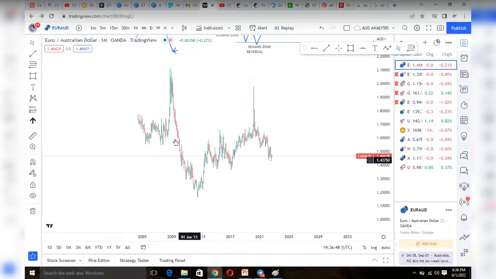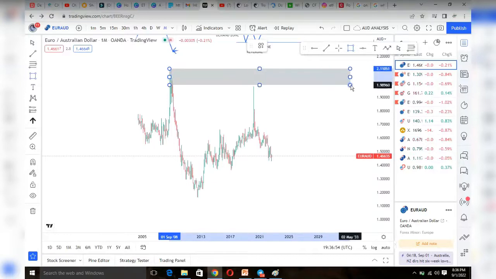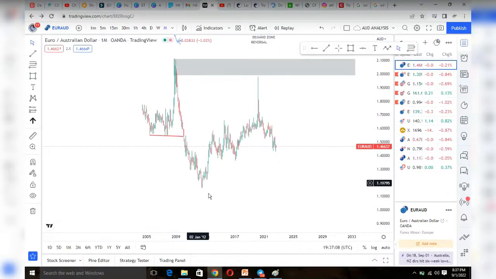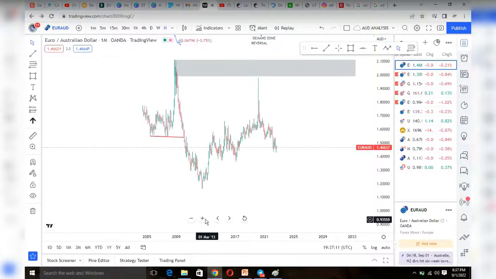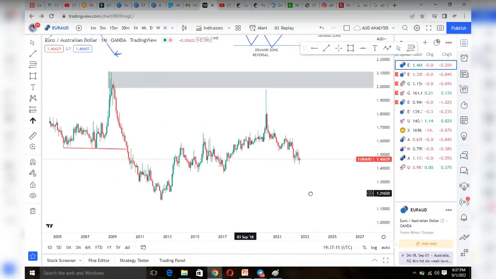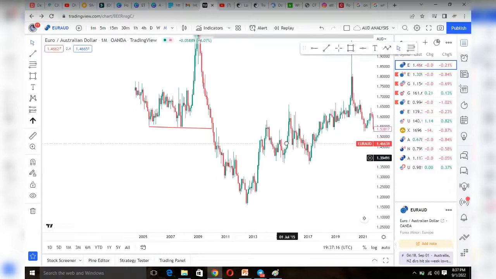Like I told you, this was a supply zone. The supply zone started at this area. The market came here, broke structure. The market broke this structure, and you can see the market pulled back. So here is where the market was reversed. You can see the market turned towards a bullish move here.